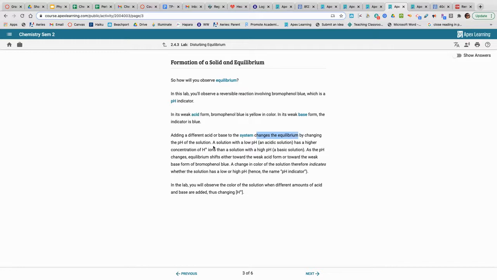So go ahead and read through this carefully. It has a lot of good information. It says a solution with a low pH has high concentration of hydrogen ions. A solution with a high pH has low concentration of hydrogen ions. Okay, so that's how we're going to be shifting the equilibrium, by following the hydrogen ions back and forth.